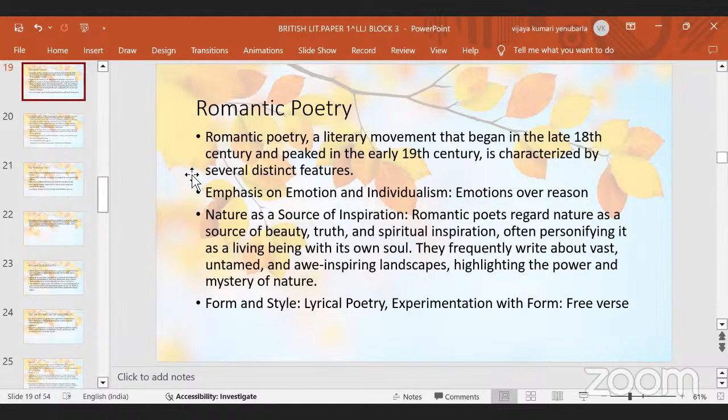Form and style. Lyrical poetry. They adopted lyrical poetry, experimentation with form, free verse. So they dared to come out of that circle of grammatical rules, rhyme schemes, and all that. They started writing in free verse.